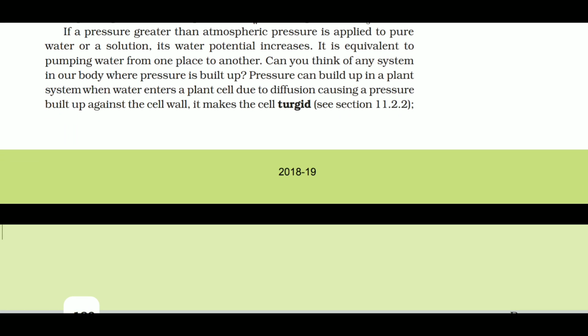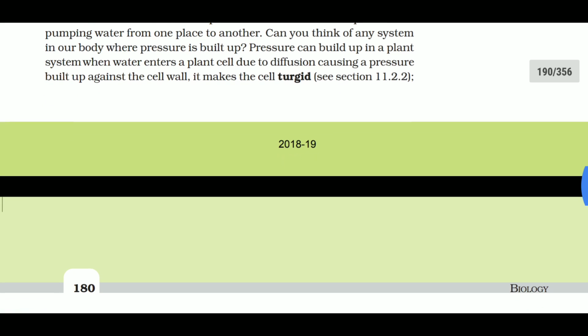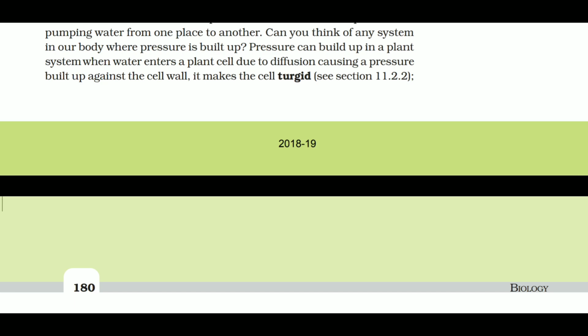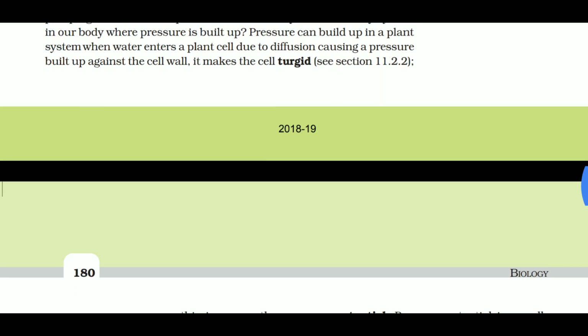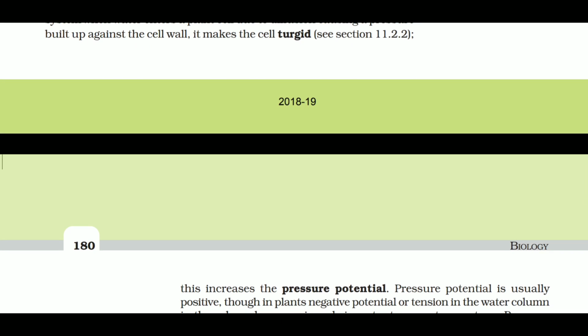Can you think of any system in our body where pressure is built up? Pressure can build up in a plant system when water enters a plant cell due to diffusion, causing a pressure build-up against the cell wall. This we call turgid. For example, inside the plant cell, the water is going to enter. The limiting wall for a plant cell is the cell wall. So the membrane will keep on increasing in size. It will be very tough, and this pressure we call turgor. The cell will be turgid, meaning very tight in nature.